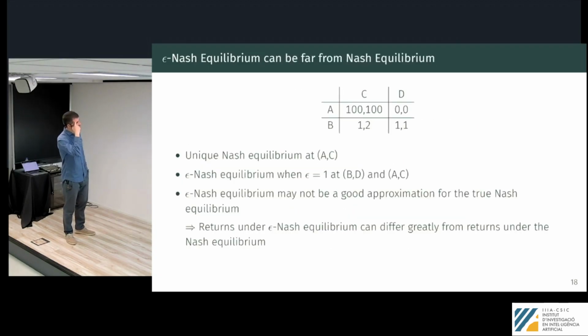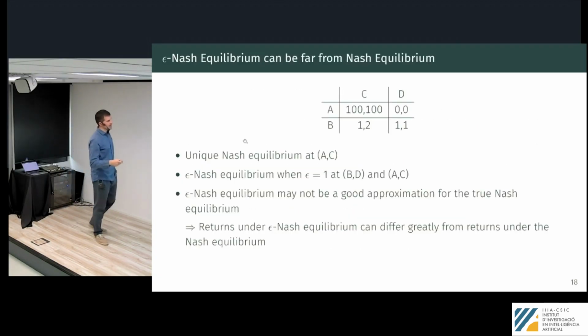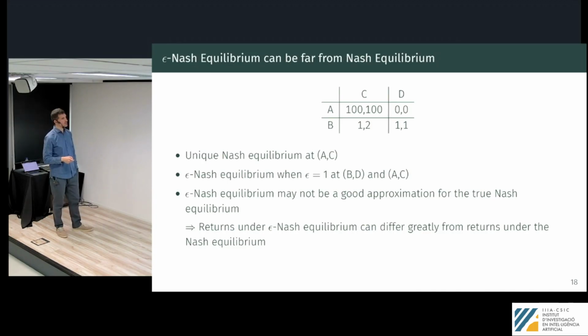Okay, so let's look at an example. This is a game that I basically made up just to show an example of how a Nash equilibrium can be different from an Epsilon-Nash equilibrium. In this particular game, there's a unique Nash equilibrium, which is for agent 1 to always play A, and for agent 2 to always play action C.